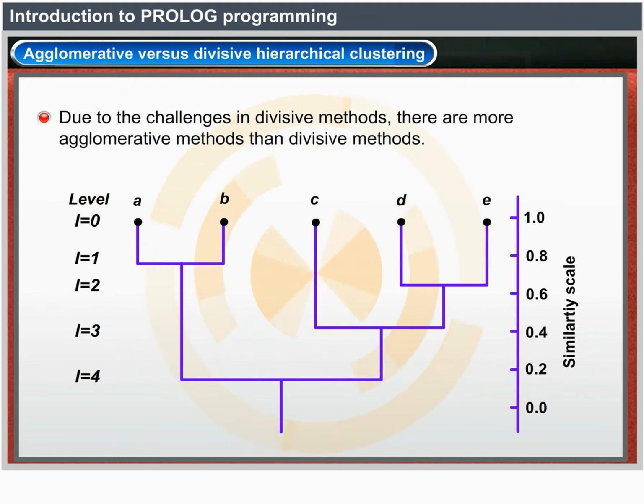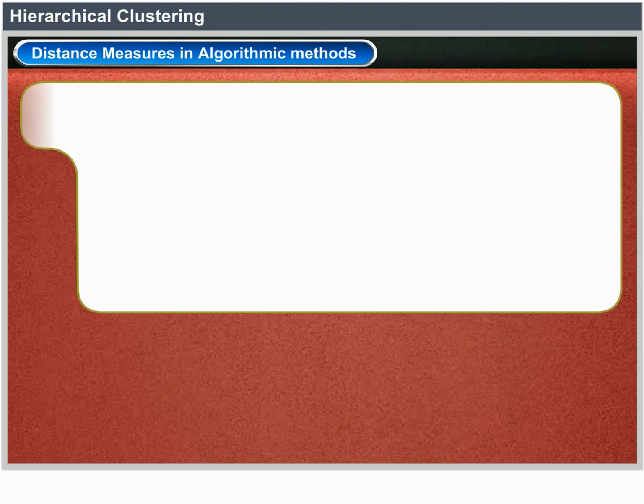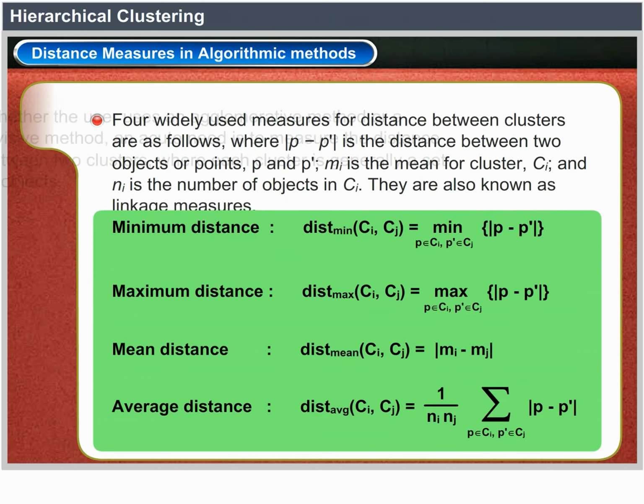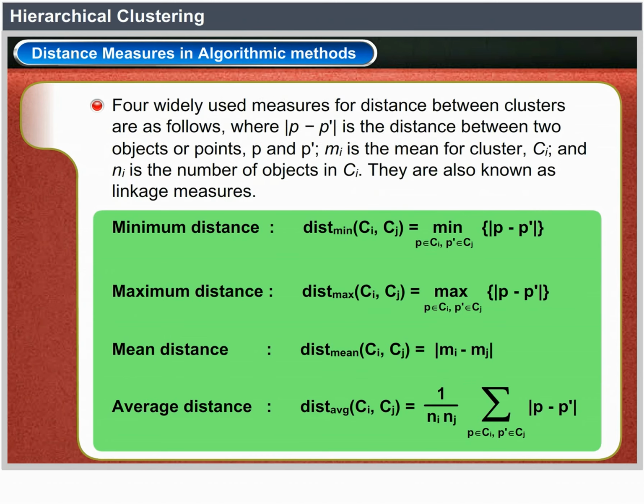Distance measures in algorithmic methods. Whether using an agglomerative method or a divisive method, a core need is to measure the distance between two clusters, where each cluster is generally a set of objects. Four widely used measures for distance between clusters are as follows, where |p − p'| is the distance between two objects or points, p and p'. Mi is the mean for cluster Ci, and Ni is the number of objects in Ci. They are also known as linkage measures. The equations for the minimum, maximum, mean and average distances are as shown on the screen.